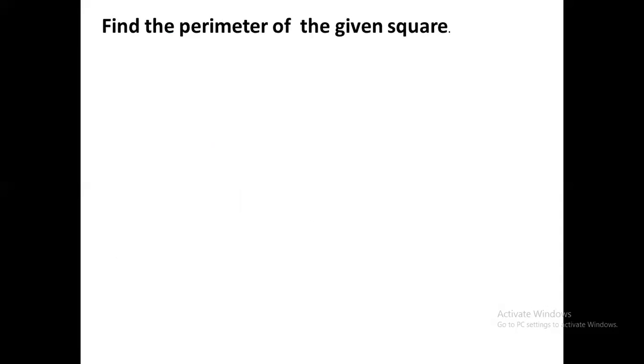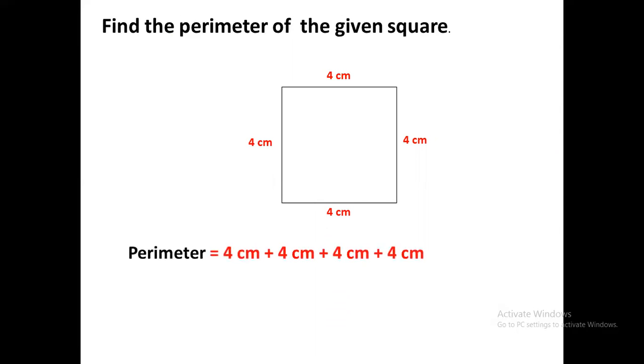Look at this shape now. Find out the perimeter of the given square. To find the perimeter of this shape, we should know length of all the sides. If we are given one side length, we can easily find the other lengths because you know all the sides of a square are equal. So if one side is 4 centimeter, then in a square, all the sides will be 4 centimeter. So how to find the perimeter now? Perimeter will be equal to 4 plus 4 plus 4 plus 4, and the answer will be, very good, 16 centimeter.